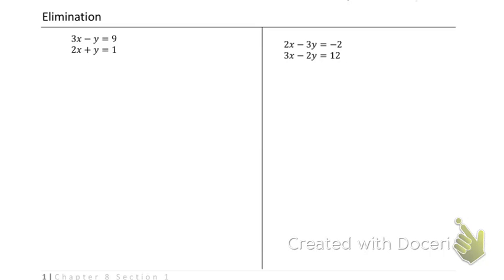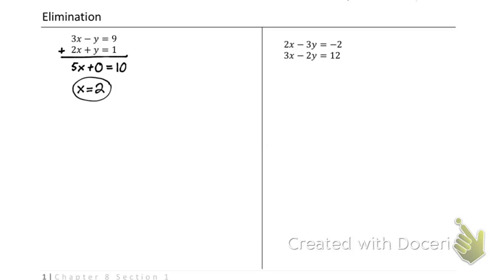So if I already have a zero pair, I'm going to go right into elimination, which means I'm going to add the two equations together. So I'm going to do 3x plus 2x gives me 5x. Negative y plus y, I don't normally write this, but just for the sake of notes, I'll say that equals 0. Equals 9 plus 1 equals 10. So that gives me 5x plus 0 equals 10. Simplifying that, I get x equals 2.